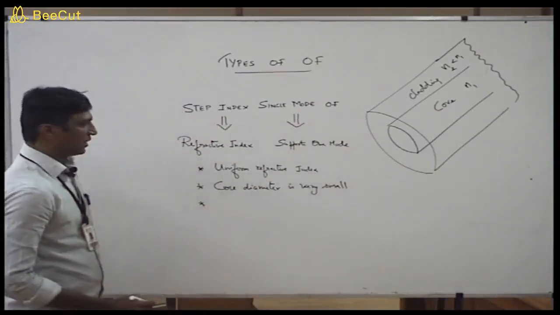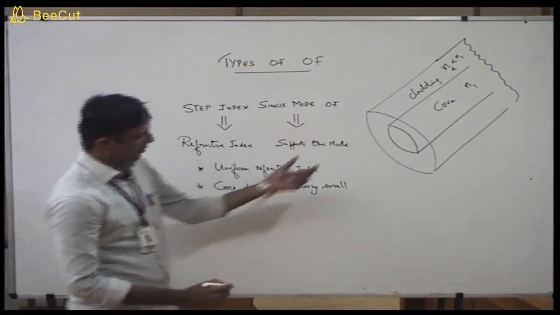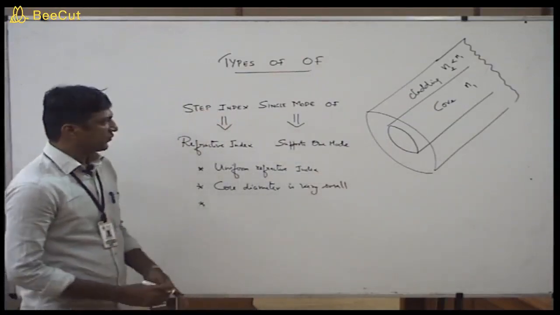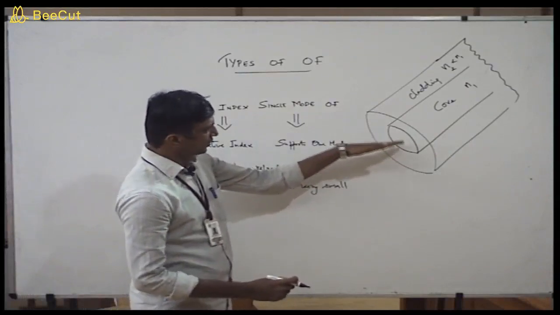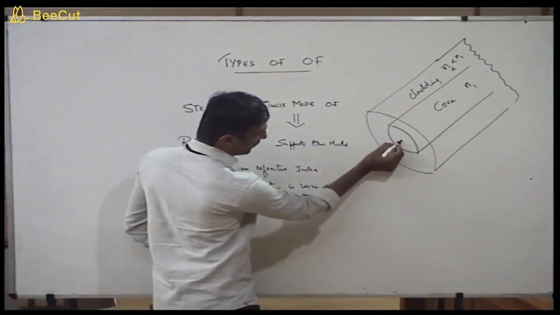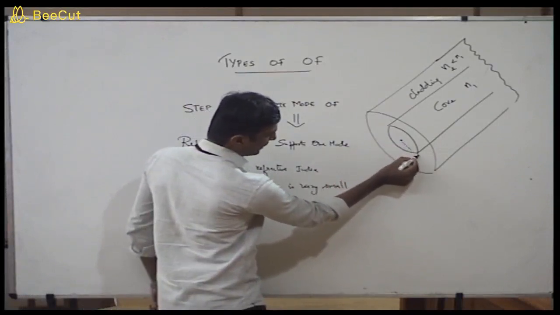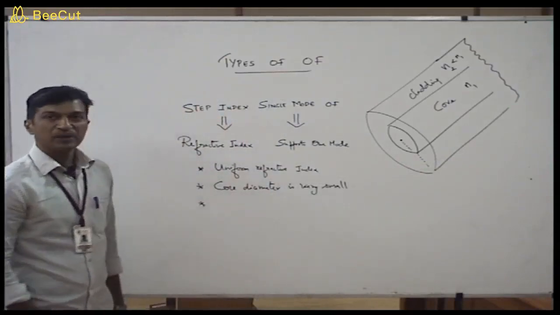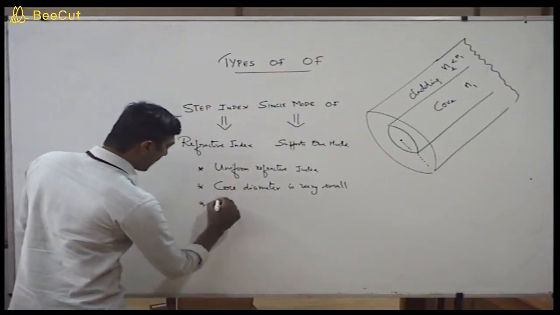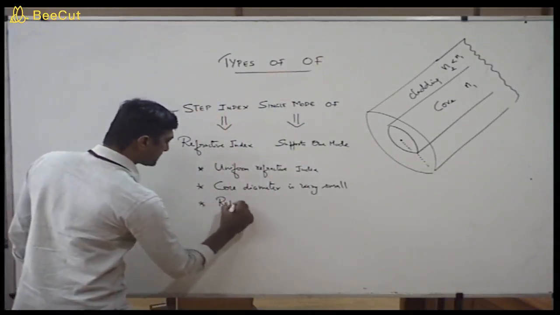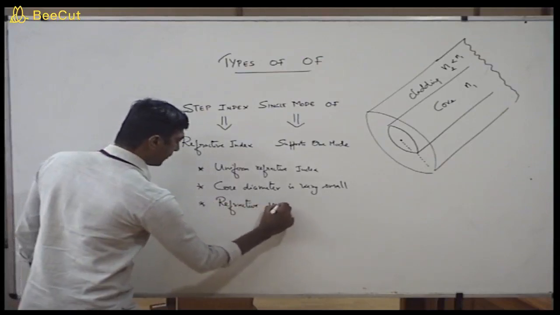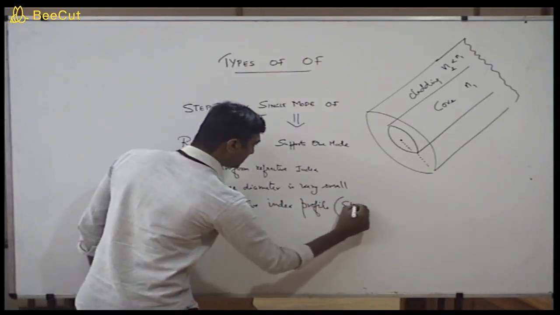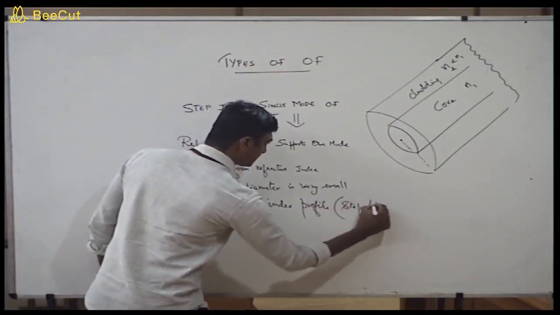And the next one is the profile variation, that is, the refractive index profile. It means how the refractive index varies when you move radially from the center of the core towards the core-cladding region and then towards the cladding region. That is what is meant by the refractive index profile. The refractive index profile looks like a step. It is a step-like profile.